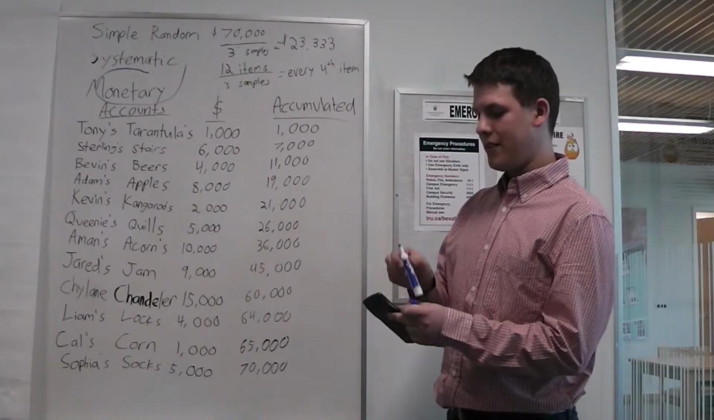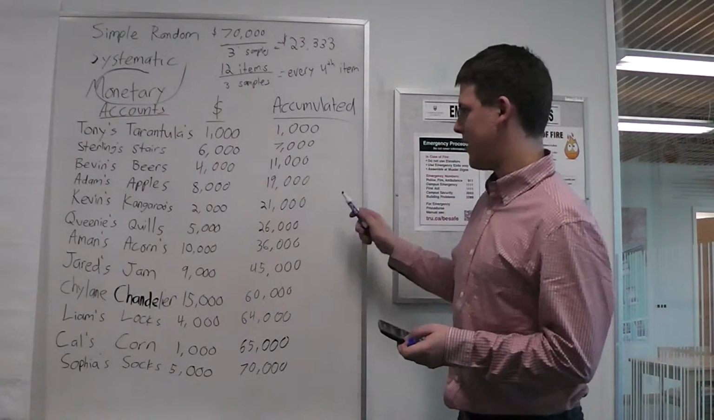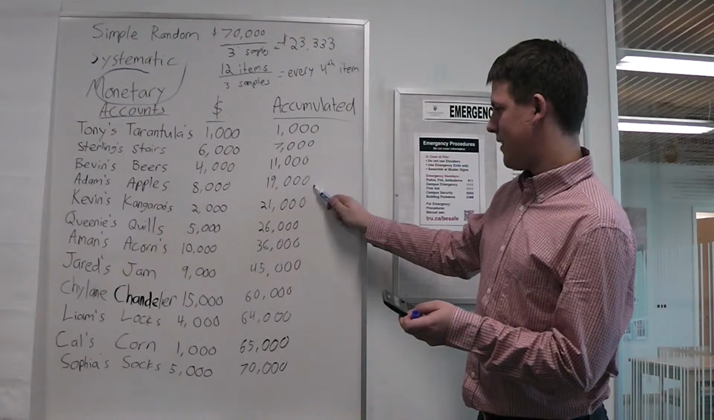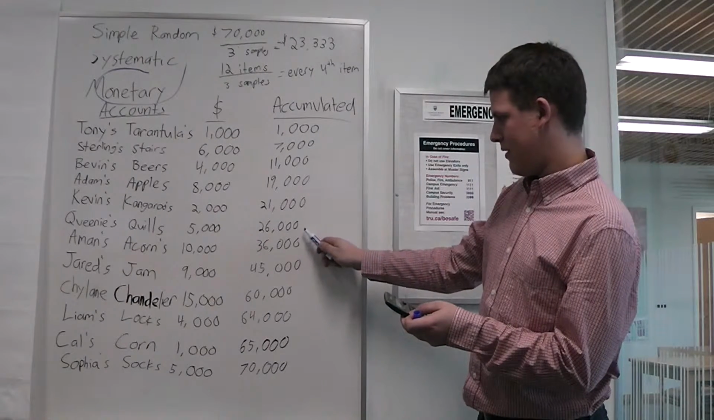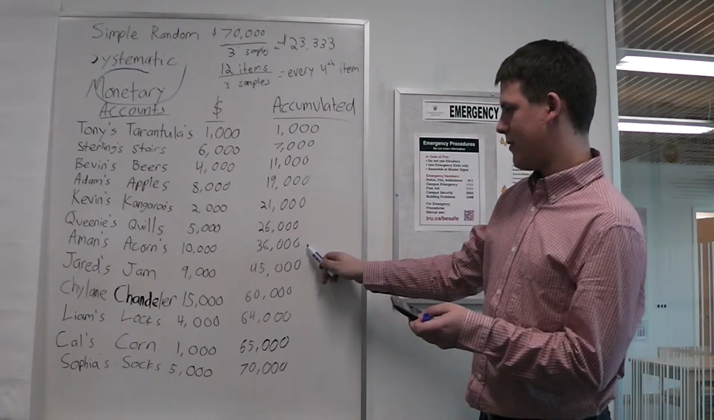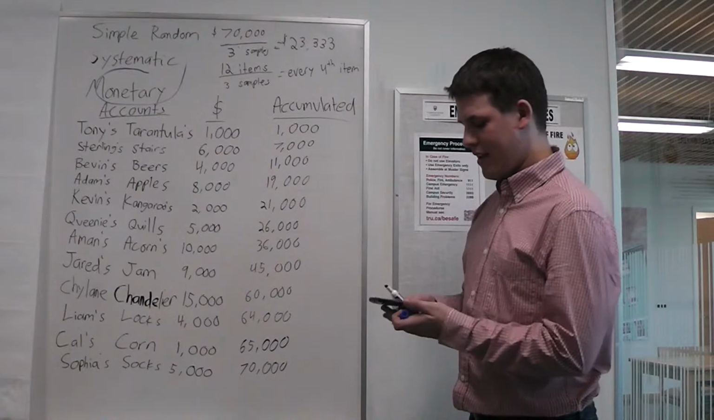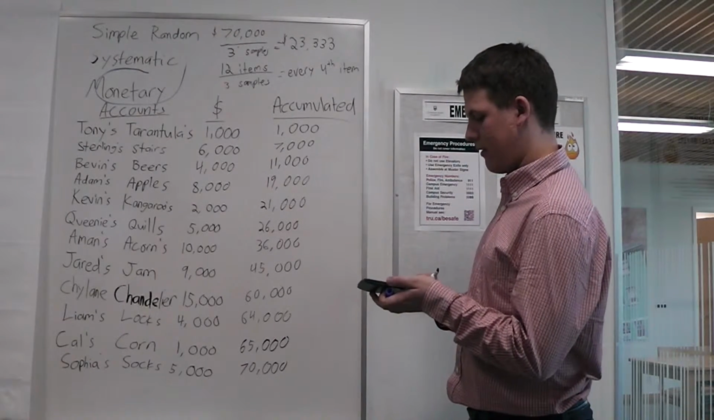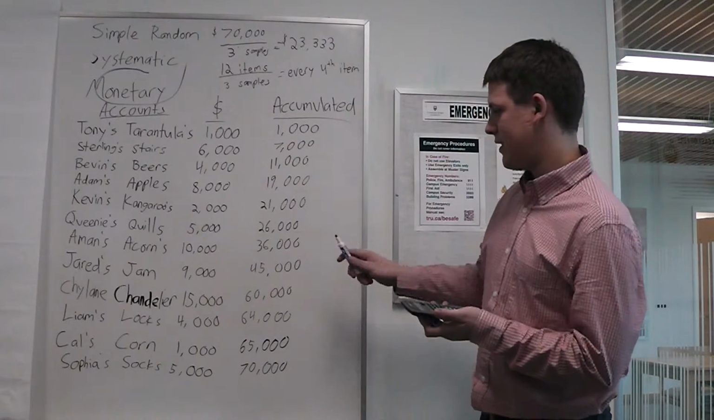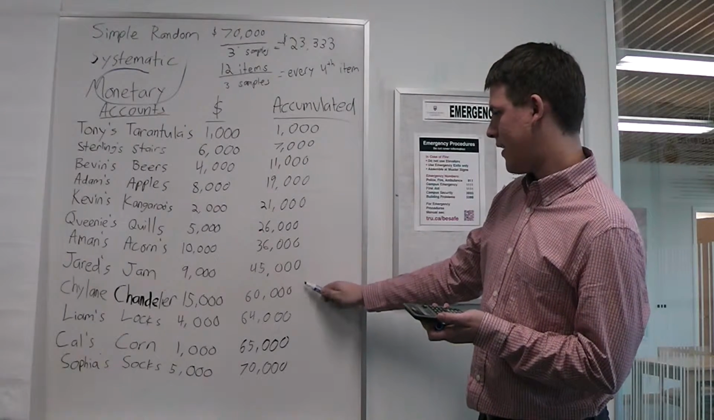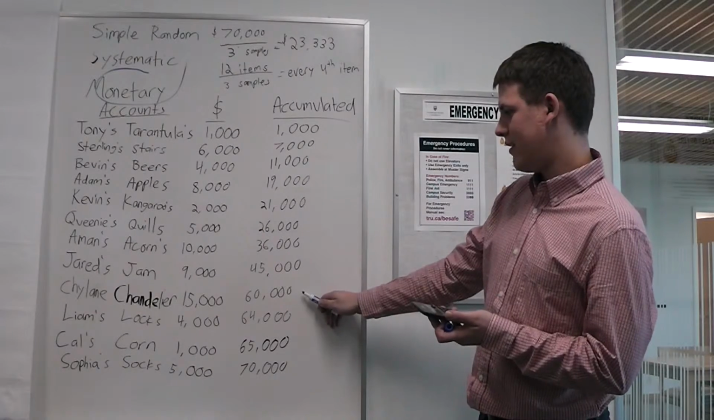So $34,333 is where the next one has to be. So it's not at 19,000, not 21,000, but it's not 26,000, but here at Amon's Acorn. So this would be the second sample we pick. And the third one, we just add another 23,333, gives us 57,666, which is not here, it's not here, but it's here at Shine Chandelier.